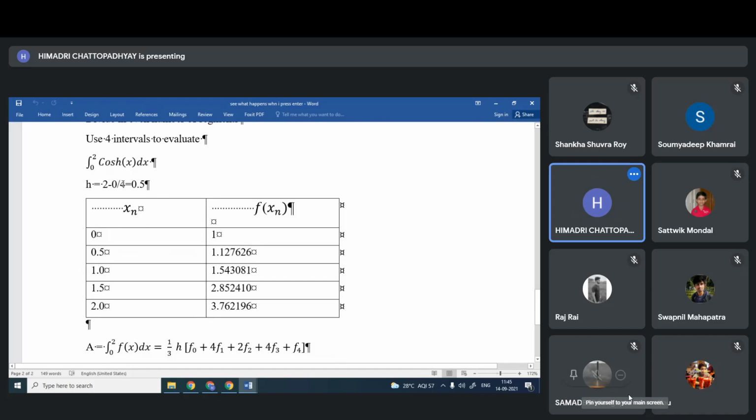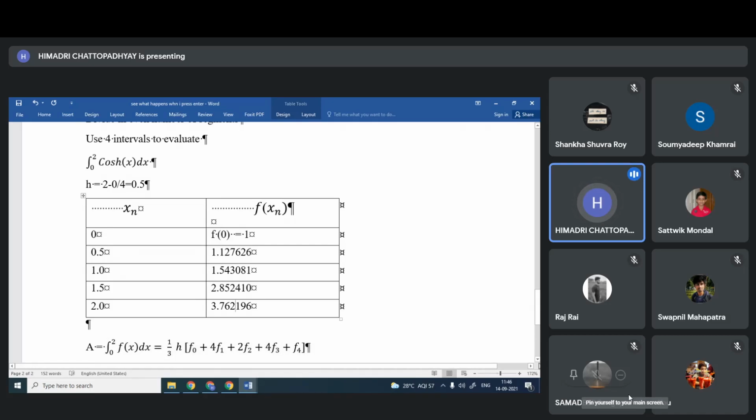So 4 segments means 0 to 2, so (2 minus 0) by 4 is 0.5. That means you have 5 points. This is the 0th point, this is basically F0. This is F1, this is F2, this is F3, this is F4.